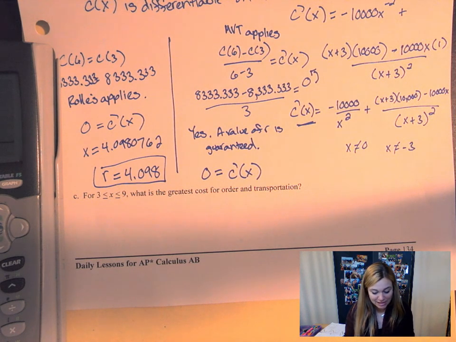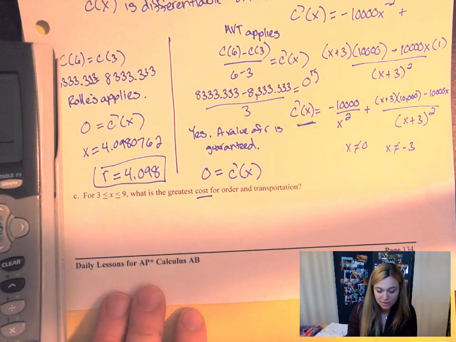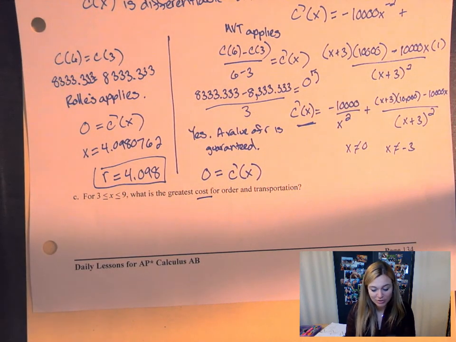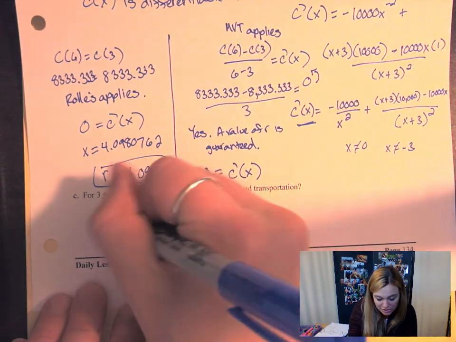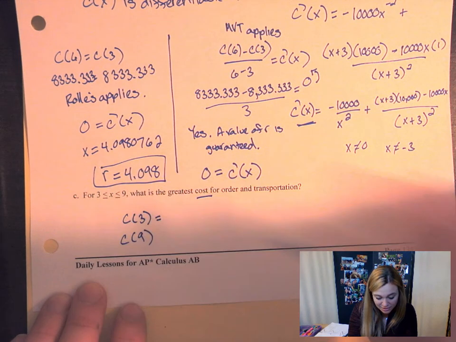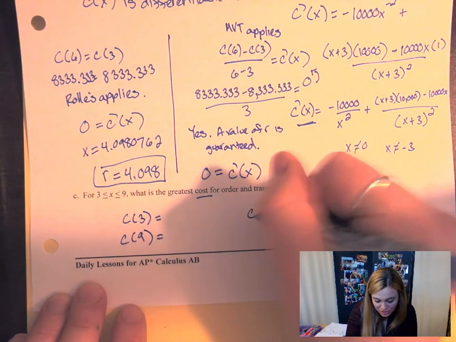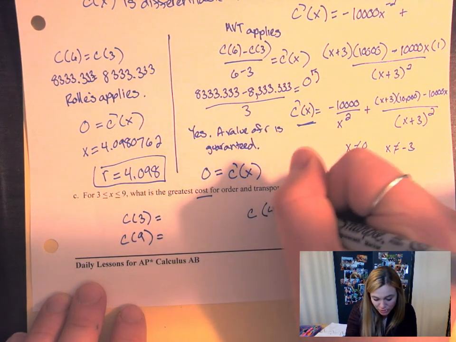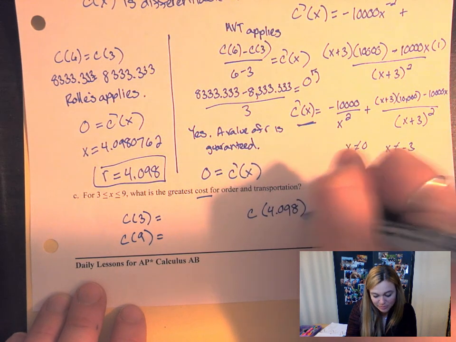And then the last one says, what is the greatest cost? Cost is anywhere the derivative is 0. Remember, we have to check to see what is the absolute max or the endpoints. So what you need to do is check what is C of 3, what is C of 9, and then I also want to check C of 4.098 because that was my 0.